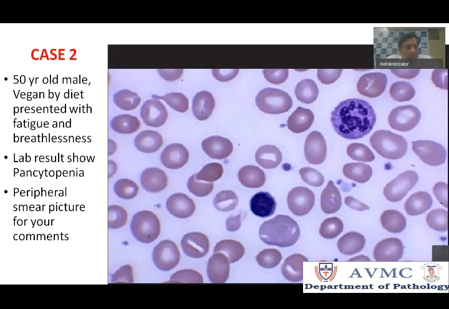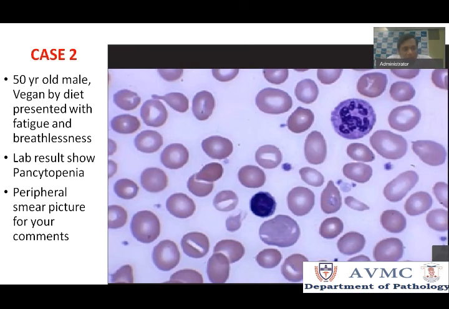This patient is a 50-year-old male who is a vegan by diet. You have to take a very careful history because certain histories will directly give you the diagnosis. So this is a 50-year-old patient, a vegan by diet, who presented with fatigue and breathlessness.